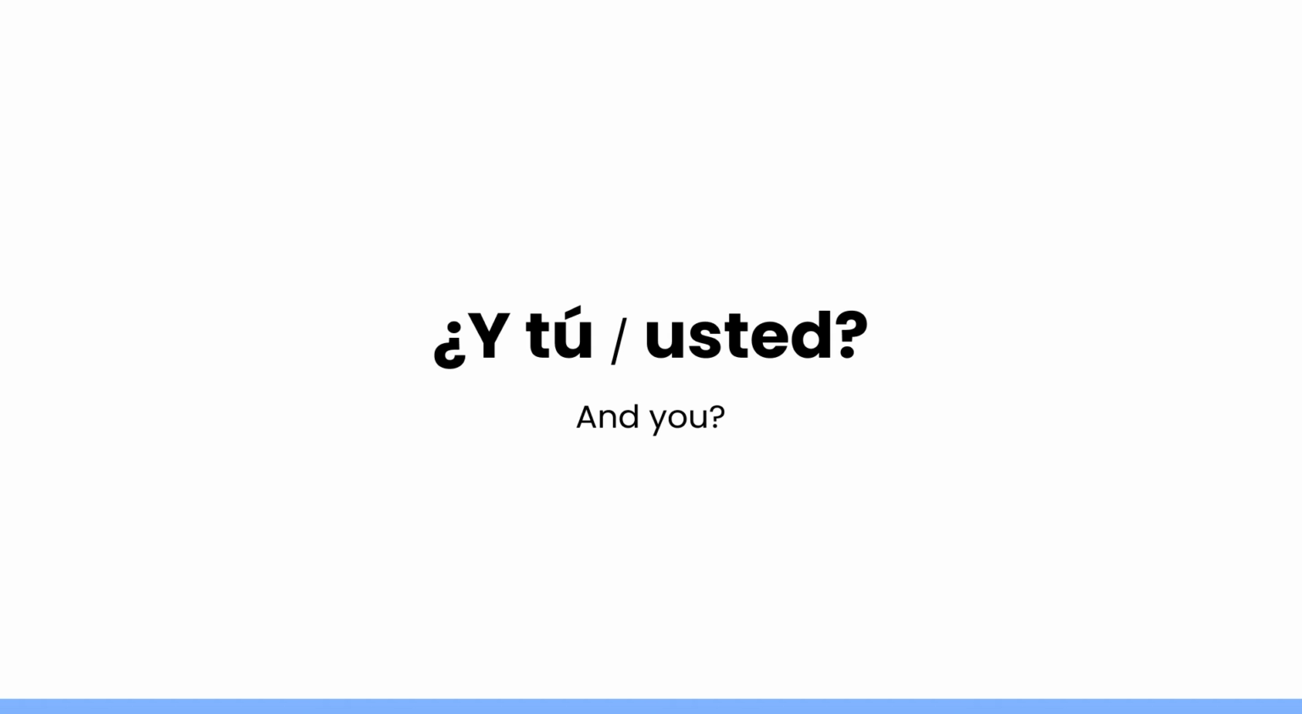And then probably we want to ask the other person, so what about you? How are you doing? And the way we do this is by saying ¿Y tú? Or if we are talking to an older person or someone that we show our respect to, we use usted, which is more of a formal way of saying you. ¿Y usted? So, y tú for a friend or someone that's the same age that we don't really need to speak formally to, or y usted for more formal situations.